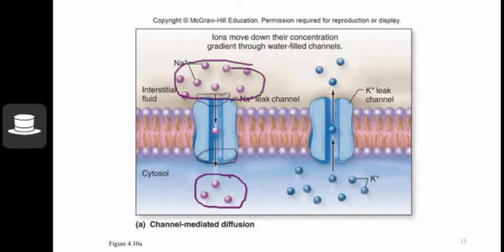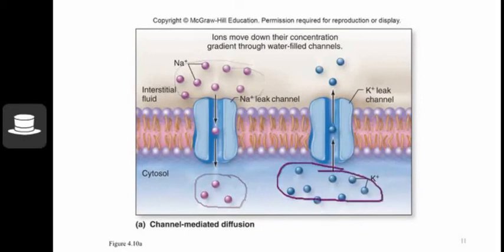Here we've got potassium, again, another positively charged ion, doing the same thing. We've got a potassium leak channel over on the right side, and we're going to move from our area of high concentration inside of the cell to an area of low concentration outside of the cell.